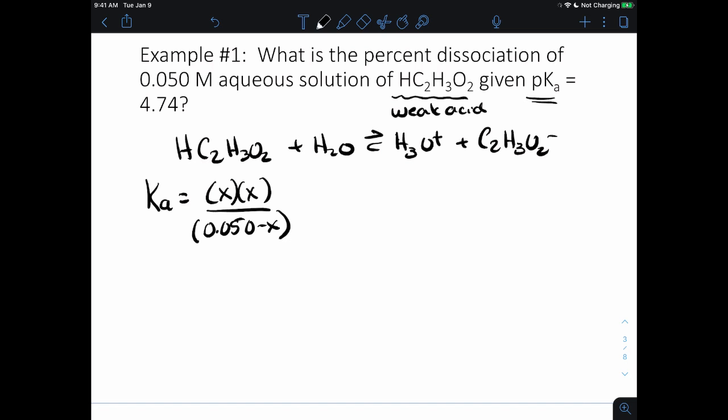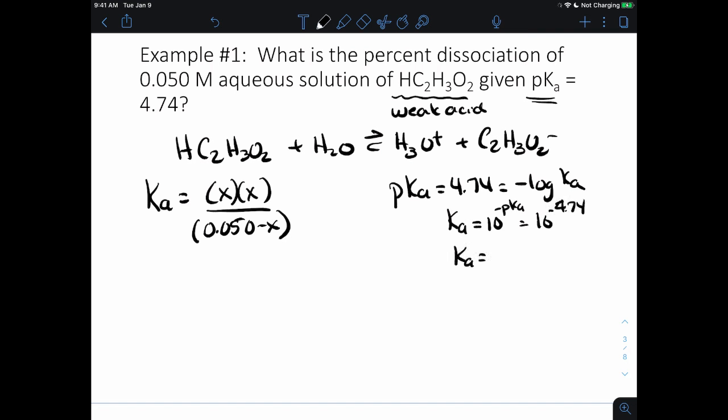We need to get Ka. We have pKa. And remember, p of anything is minus the log of that. So then Ka is 10 to the minus pKa. So 10 to the minus 4.74. And I get my Ka as 1.8 times 10 to the negative 5. Plug that in here, and we'll solve for X.